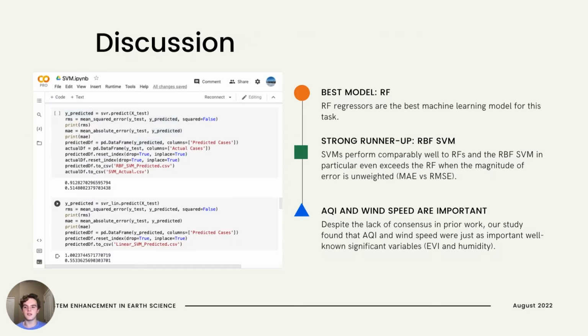So, to recap our findings, random forest regressors proved to be most well suited to our prediction task. However, they had a strong counterpart in the RBF support vector machine regressor. Our results show that not only are AQI and wind speed non-negligible in their importance, they are also almost as important as EVI, which is a measure of vegetation, and humidity, both of which are well known to be critical for predicting various mosquito characteristics.